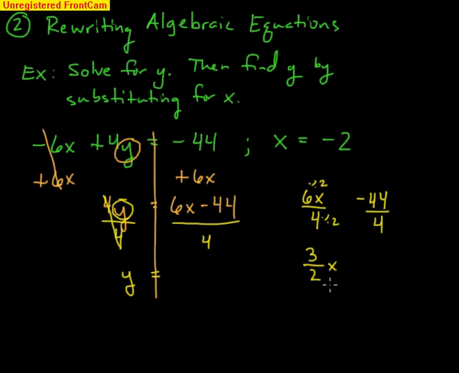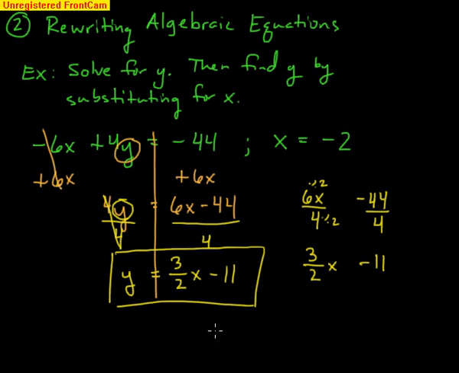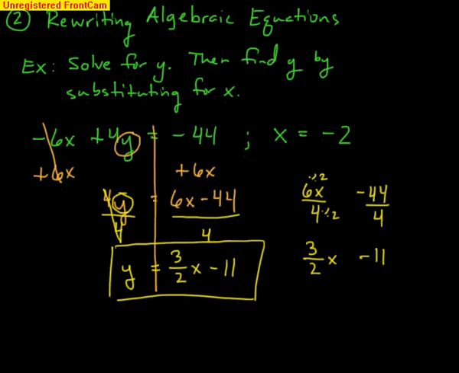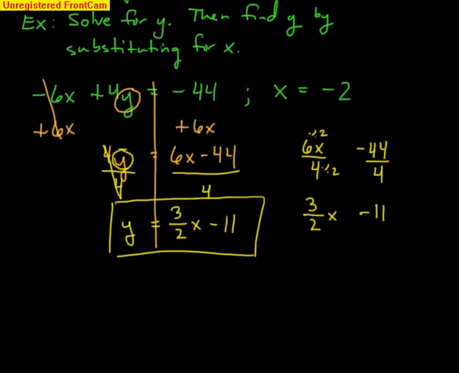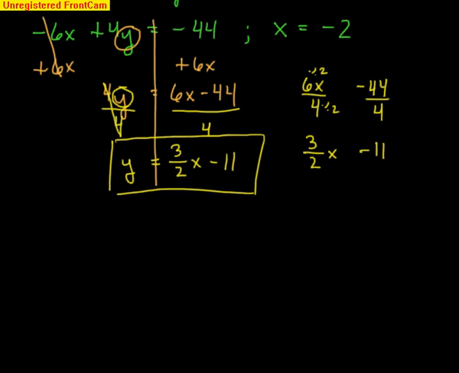The x comes after. Okay? This is going to go here. 3 halves x. Okay, over here, negative 44 divided by 4, that is just negative 11 if you divide. The minus 11 comes here. And there is the equation solved for y. So that's part 1. Now part 2 says, then find y by substituting for x. So we need to take our new equation, and in place of x, we're going to put its value. Remember, x is negative 2.